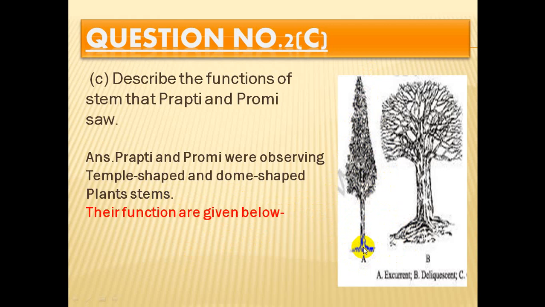See, it looks like a temple shape. Okay, it looks like a temple shape, and this is a dome shape. These are also called by other names, excurrent and deliquescent plants. Okay, so what are the functions of that? Let's see.